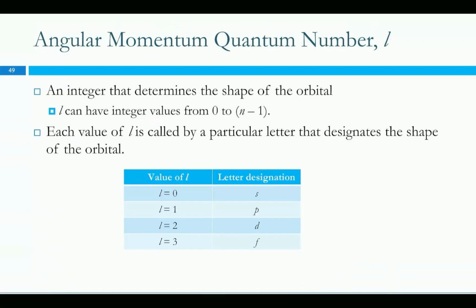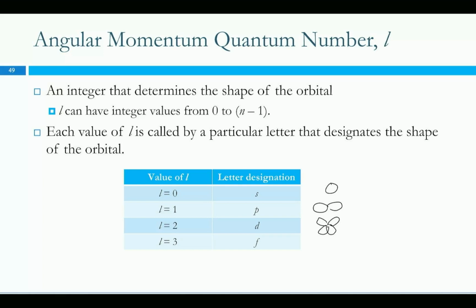All right, the angular momentum quantum number, or L, corresponds to the shape. So L equals 0 is the s, which is the sphere. L equals 1 is the dumbbell, p orbitals. D is like a cross, 2 dumbbells crossing.